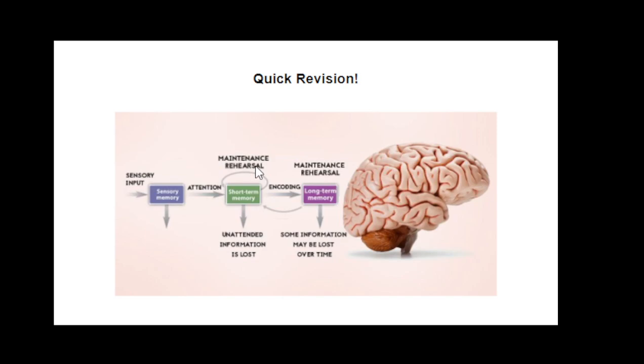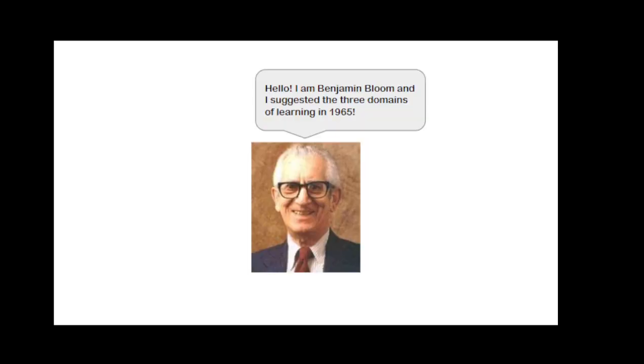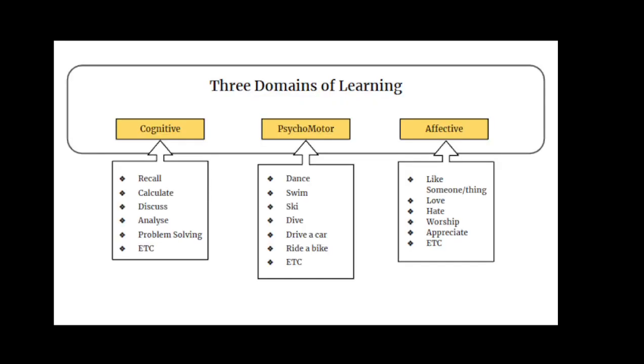And today we are going to go a little bit deeper into this topic. So, the very first thing is the three domains of learning, and this model was found by Benjamin Bloom in 1965. Now we'll directly jump into what the model is about. So the three domains of learning are basically cognitive, psychomotor, and affective.